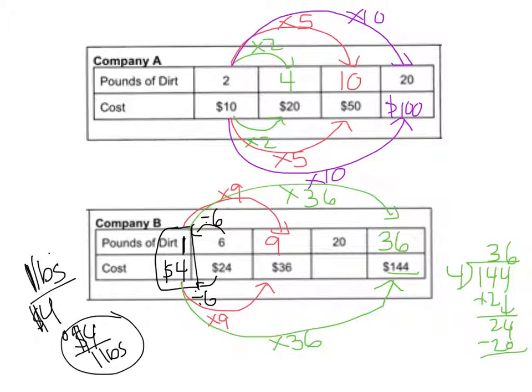Now this is very similar to how we're going to find our last one here. How do we get from 1 to 20? Well, we're going to multiply that by 20, so we're now going to multiply 4 times 20, and we know that 20 pounds of dirt will cost us $80.